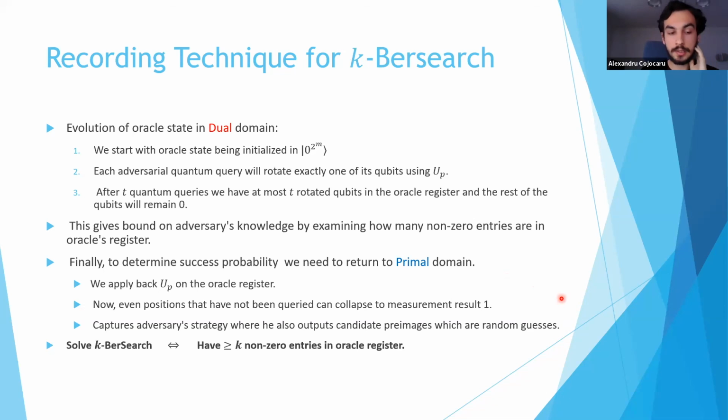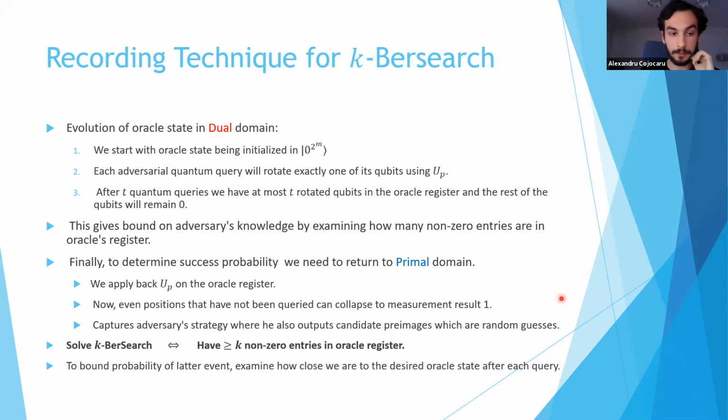So this tells us that analyzing if the adversary was able to solve the K-Bear search corresponds to examining if there are at least K non-zero entries in the oracle register. And then to bound the probability of this latter event, we just need to examine after each query how close we are to the desired oracle state, the one having at least K non-zero entries.